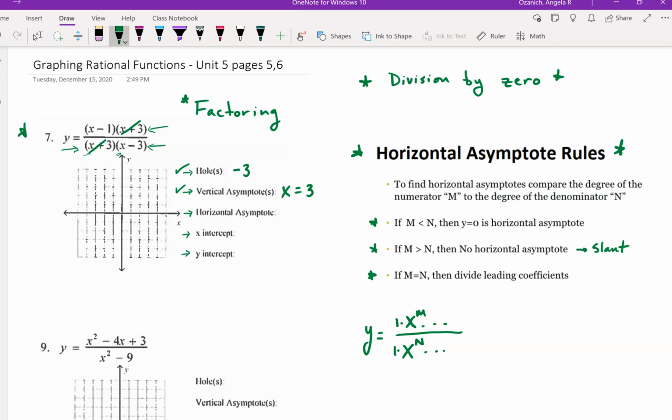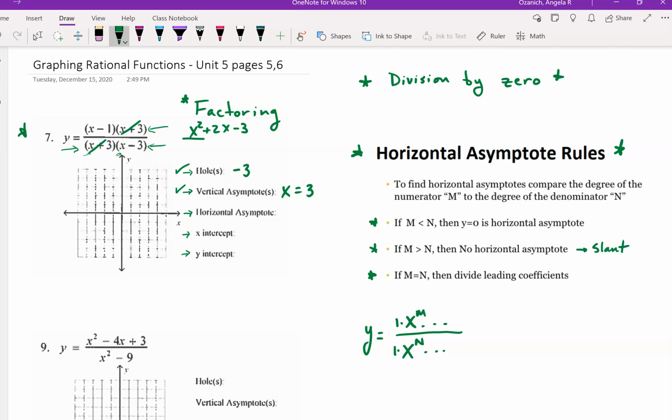Okay? So let's finish this question number 7 and look at our horizontal asymptote. We need to remember that if this wasn't already factored here on number 7, you would have actually an x squared, and it looks like it would be a plus 2x and a minus 3.